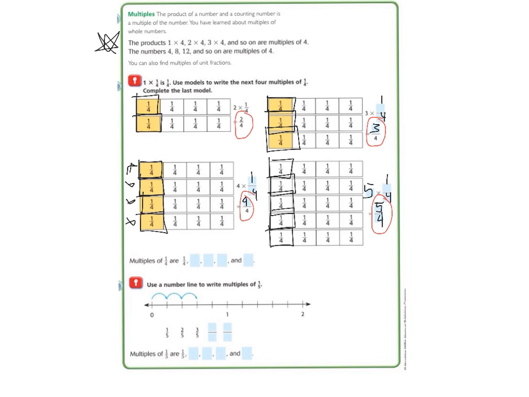Let's write those in below. 1/4, 2/4, 3/4, 4/4, and 5/4.